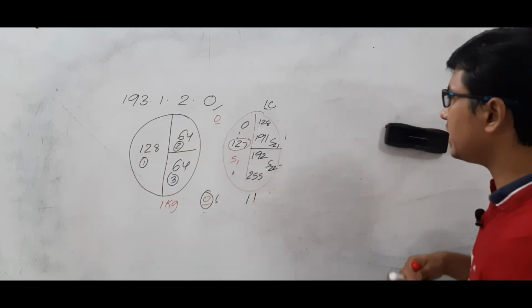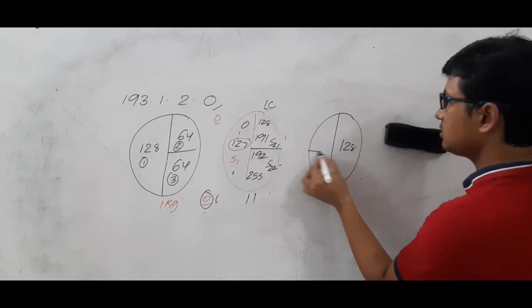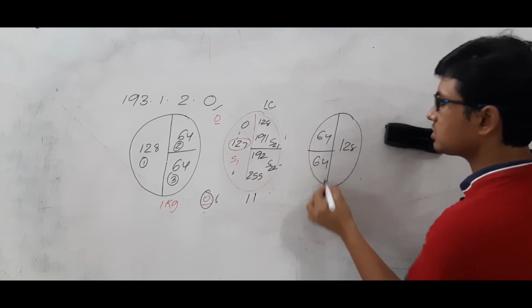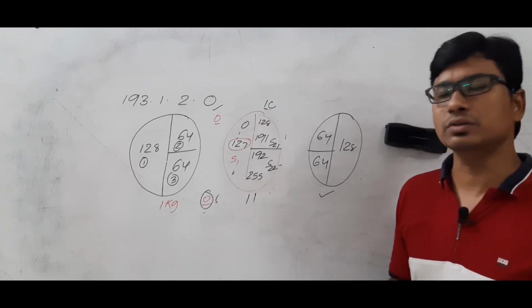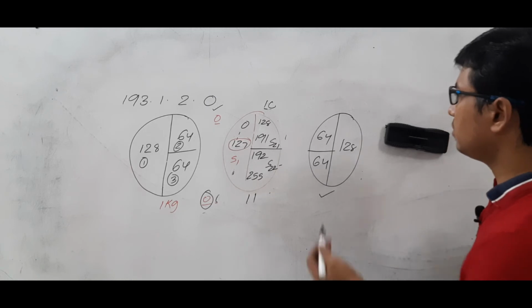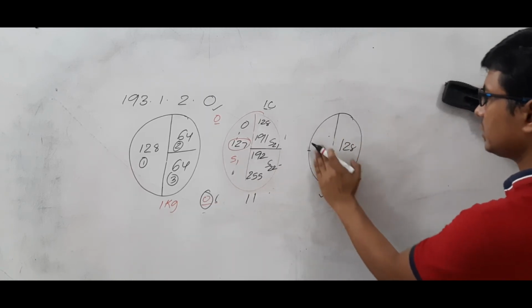Why can't I do it like this? This is 128, 64 and 64. This is also satisfying your constraint. Am I right or wrong? Even you can do it like this also. So in that case, what will you do? Let me write here. First you will make this one.